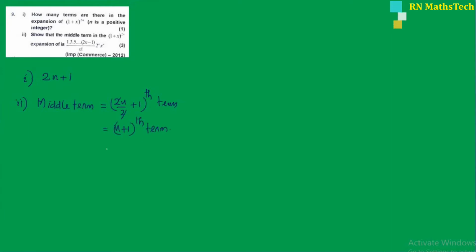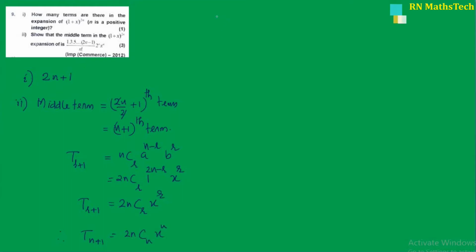Okay. Now the r plus 1th term is nCr a raised to n minus r, b raised to r. Here it is 2nCr, where a is 1 raised to 2n minus r, and b is x raised to r. That is 2nCr x raised to r, which is the r plus 1th term. Therefore T(n plus 1) is equal to 2nCn x raised to n.